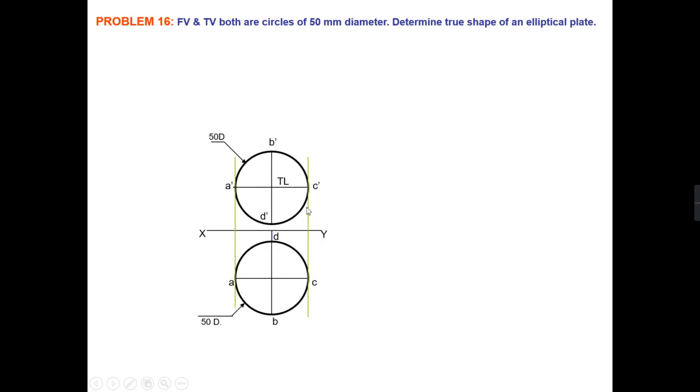Okay, so in this diagram, you can see your A dash, C dash and AC is parallel, means this length is having a true shape because this line is parallel to the XY line, right? So I can say that it is a true shape of the line AC, diameter AC.